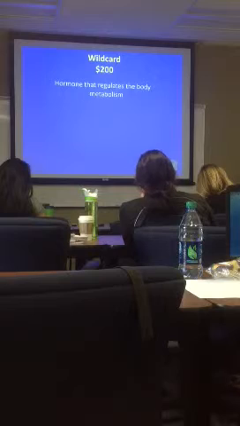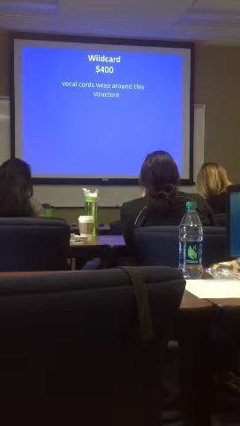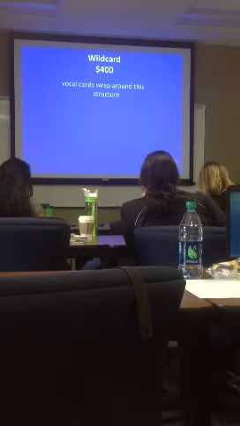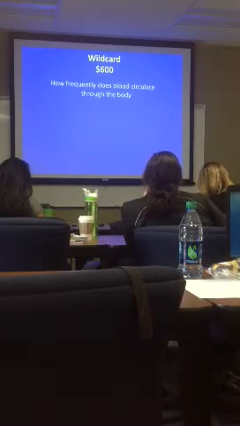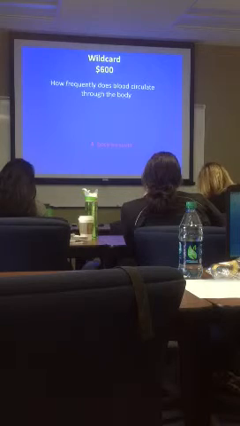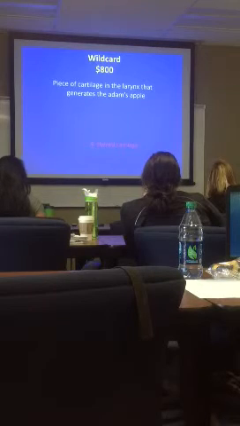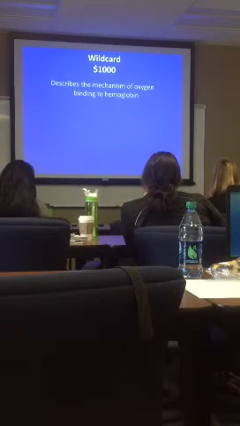Hormone that regulates the body metabolism: T3 and T4. Where does that come from? Thyroid. Vocal cords wrap around this structure: the glottis in your larynx. How frequently does blood circulate throughout the body? Roughly once per minute at rest, right? So when you are exercising, that number can decrease significantly. Piece of cartilage in the larynx that generates the Adam's apple. So the largest piece of cartilage you have is the thyroid. And finally, describes the mechanism of oxygen binding to hemoglobin: it proceeds in a cooperative fashion.